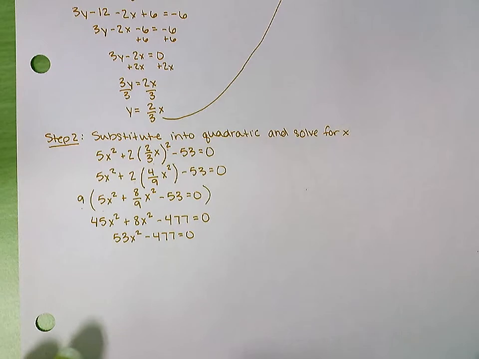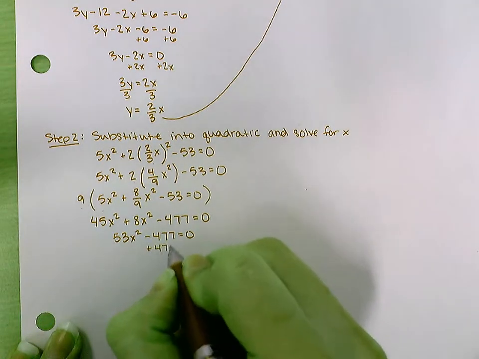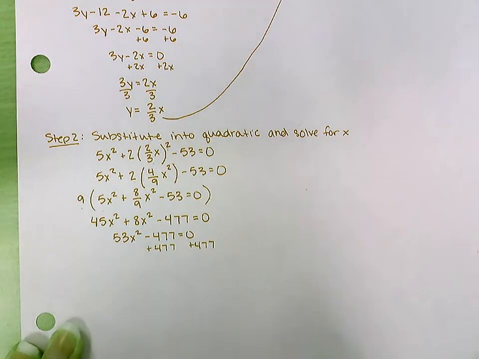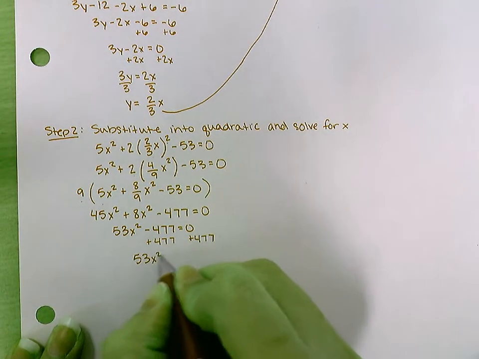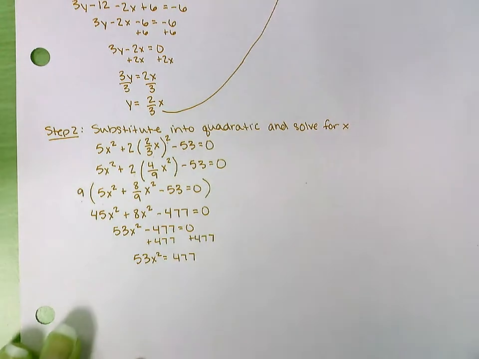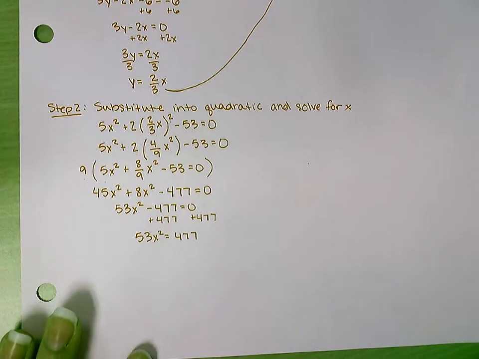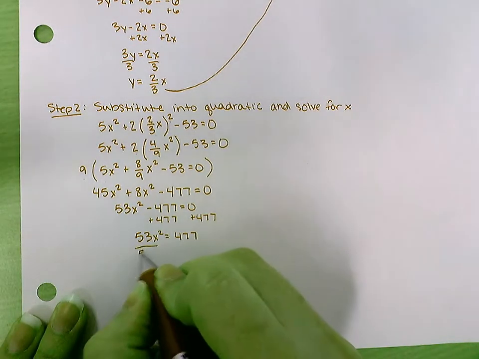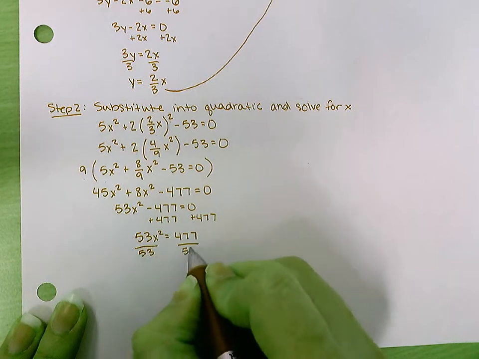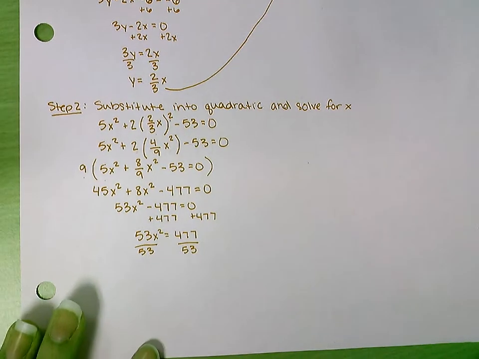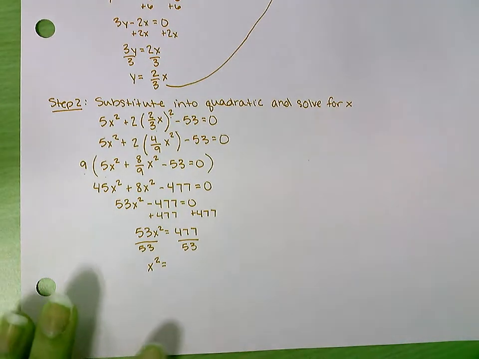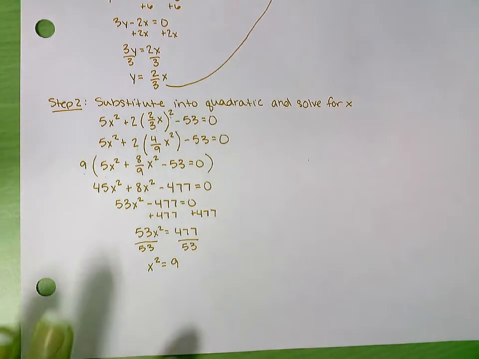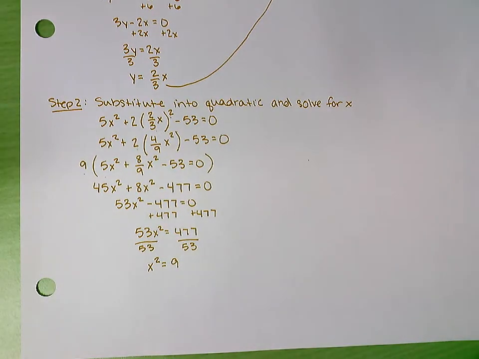Okay, and again, what I'm doing is solving for x, so I'm going to add that 477 to both sides. Okay, from here I can divide both sides by 53 to get x squared by itself. So I get x squared is equal to 9.